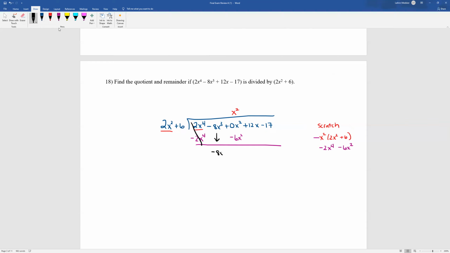This is negative 8x to the 3rd. We have a minus 6x squared. Bring down our plus 12x and our minus 17. Okay, round 2. What do I multiply 2x squared by to make negative 8x to the 3rd? Well, I would need to multiply by a negative 4, and I need another x. So when you go to do this piece, you're only going to be multiplying this negative 4x by everything out front. So negative 4x times 2x squared plus 6.